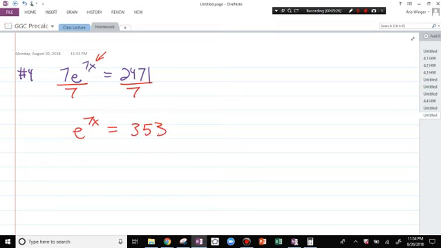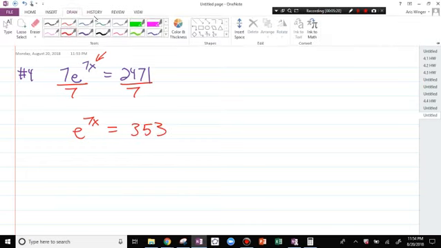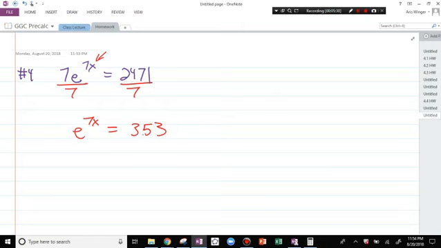353. And now we're back to what we've said before. Now we have an exponential function. We're trying to solve for this. We take the log on both sides. The natural log of e to the 7x equals the natural log of 353. This is nice because the natural log and the e, they cancel. So 7x equals ln of 353.